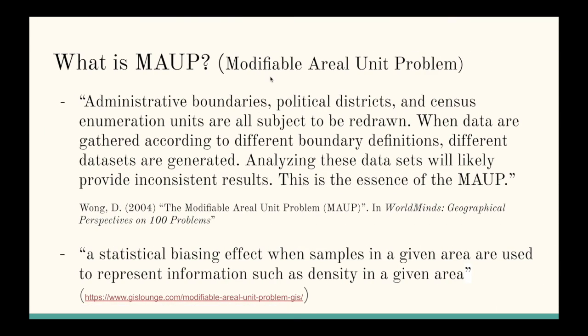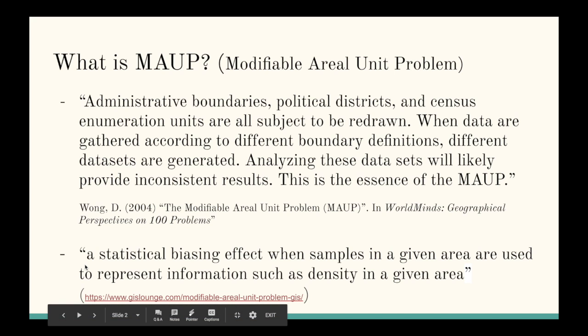So what is MAUP? It is the Modifiable Areal Unit Problem, and a good definition of it is: administrative boundaries, political districts, and census enumeration units are all subject to be redrawn. When data is gathered according to different boundary definitions, different datasets are likely to be generated. Analyzing these datasets will likely provide inconsistent results. This is the essence of MAUP, and this example was from class.